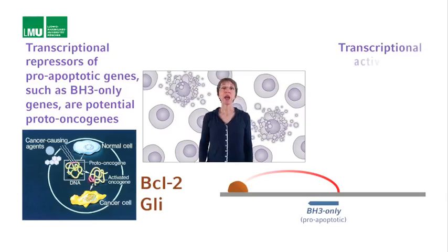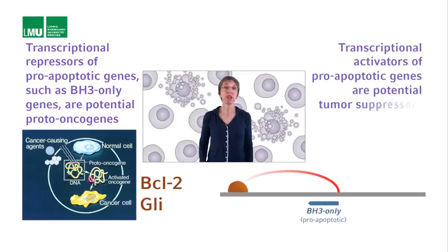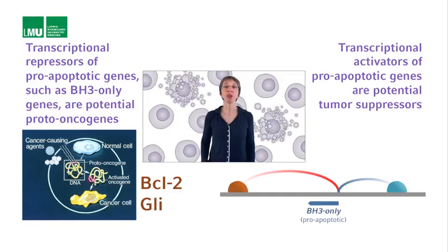Conversely, transcriptional activators of pro-apoptotic genes potentially are tumor suppressor genes. And tumor suppressor genes are genes whose loss can cause tumorigenesis. For example, loss of a transcriptional activator of a BH3-only gene potentially leads to the inappropriate survival of cells, which then can acquire additional defects or mutations and give rise to a tumor. An example of a transcriptional activator of AGO1 is the transcription factor SEB1.